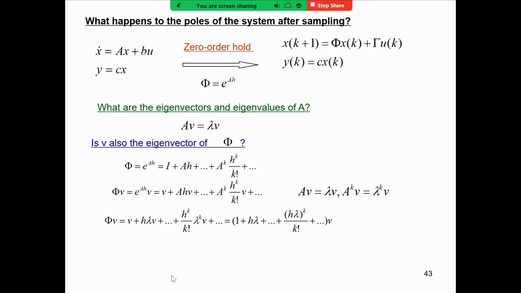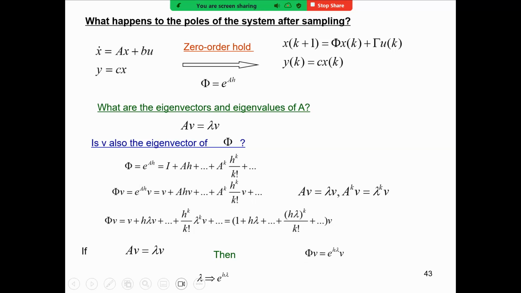So actually, we have the conclusion. If V is the eigenvector of the matrix A, we showed that V is still an eigenvector, but the eigenvalue changes. Here the eigenvalue is lambda, and here the eigenvalue is e to the power of H lambda. So therefore we have proof. If lambda is the pole, because the eigenvalue of A is the pole of a system, then the pole in continuous time will change to the pole in discrete time by this formula.